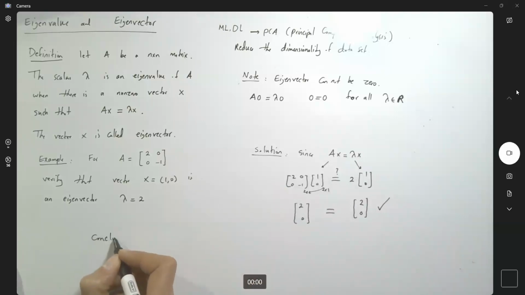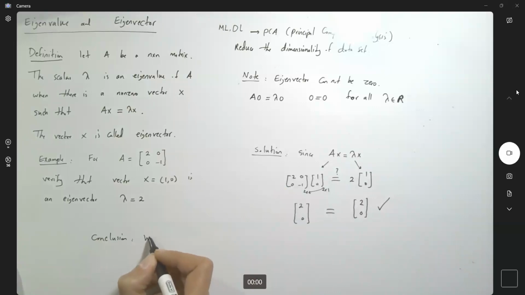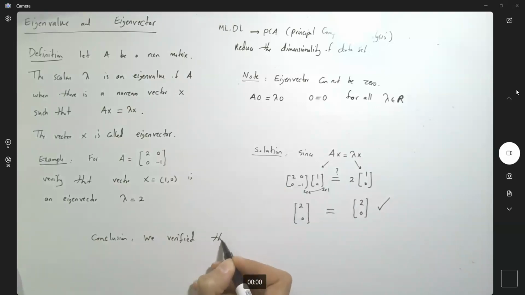So what is the conclusion? We verified that the eigenvector x, 1 and 0, is corresponding to lambda eigenvalue.